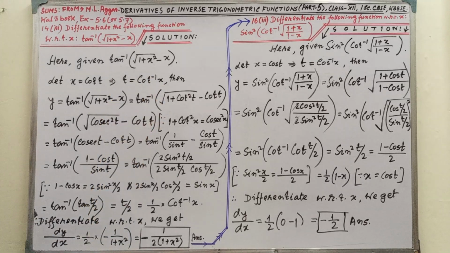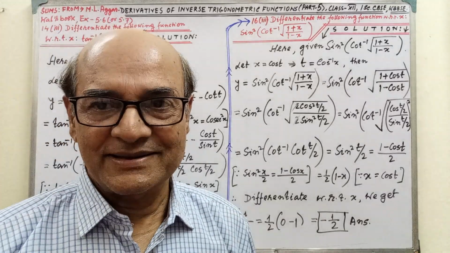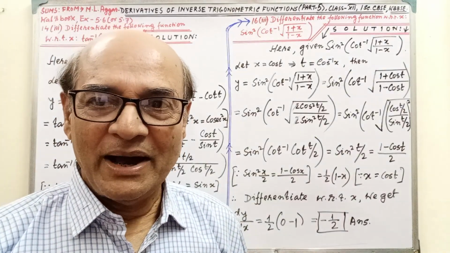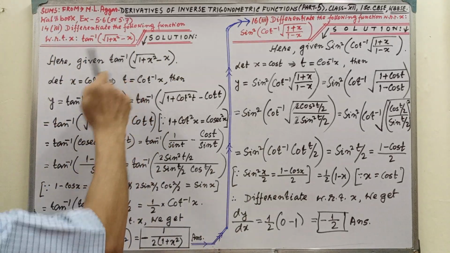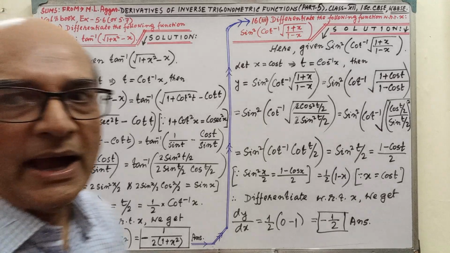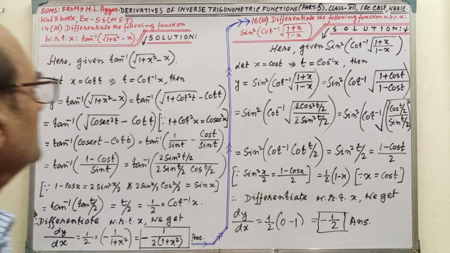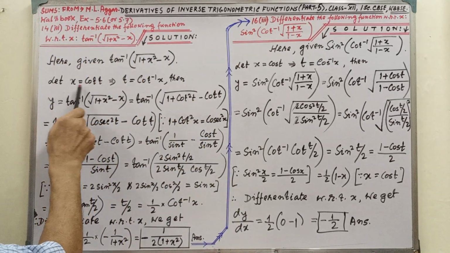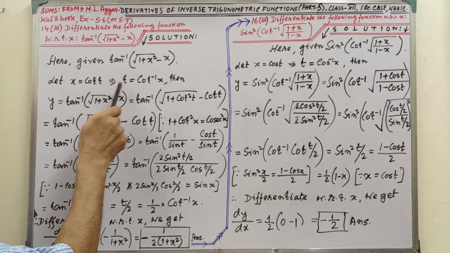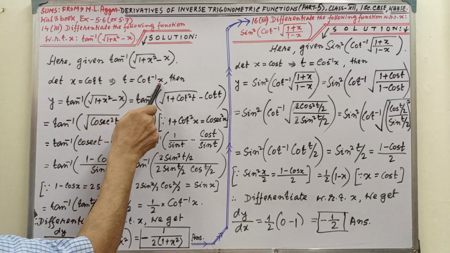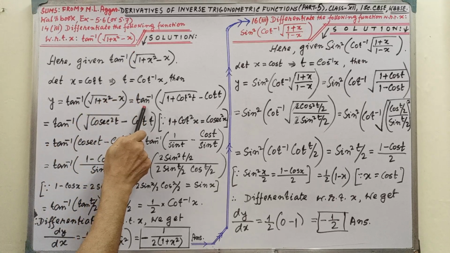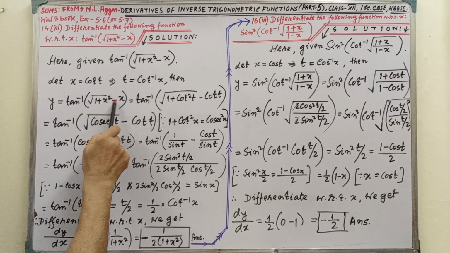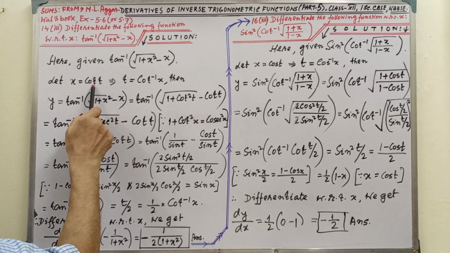Now this is the vital part. What we have to consider, what we have to substitute for x. There is no hard and fast rule. By looking at the expression, anyway we have to eliminate tan inverse. In that way we have to consider. Now we are taking, let x equal to cot t. Therefore t equal to cot inverse x. Then y equal to this. And tan inverse, in place of x we have to put cot t.